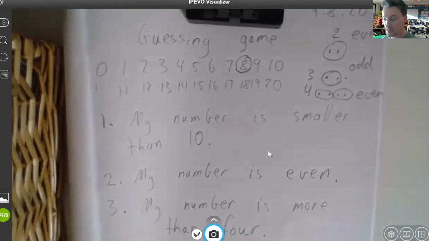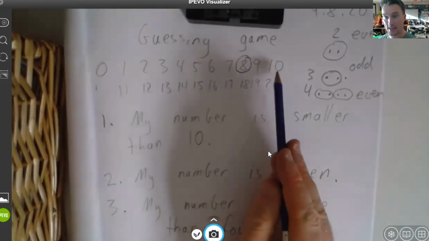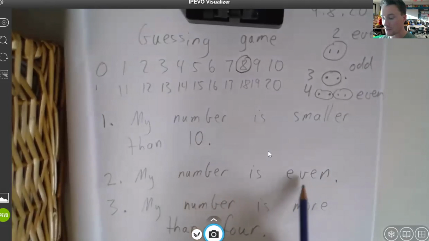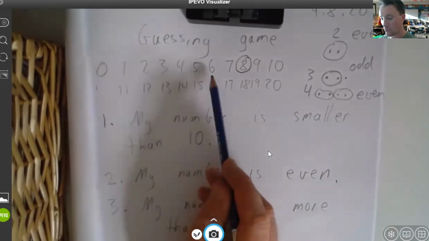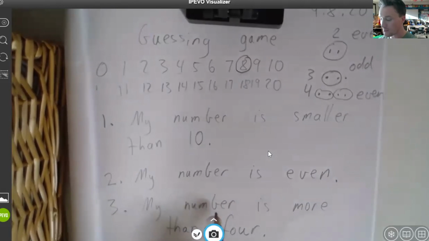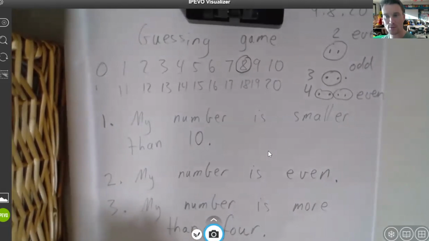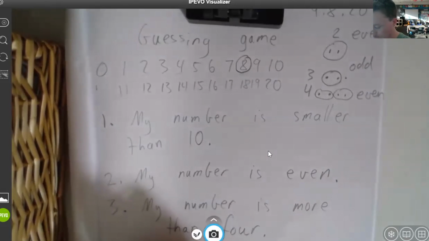So we've said that our number is smaller than 10, so we know it's going to be on this first row. We've said that our number is even, so we know it has to be 2, 4, 6, or 8. We've said that my number is more than 4. So that means it has to be either 6 or 8. So hopefully your family member or your parent is close to guessing your number.